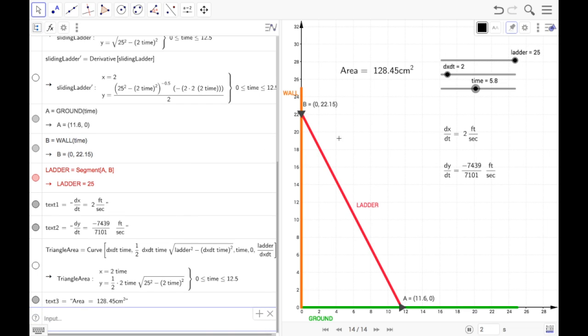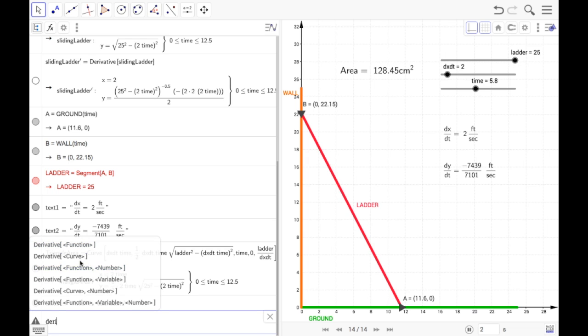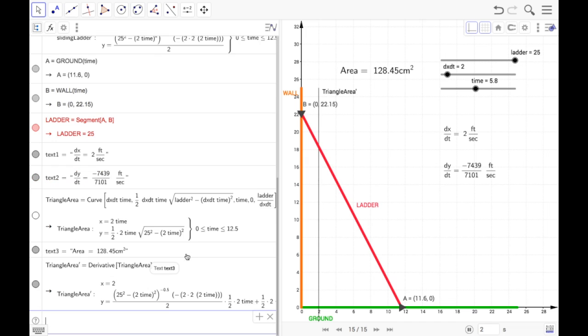The next thing I need to figure out is the rate at which this area is changing. Well, to do that, I just have to take the first derivative. With this tool, I just type in derivative. I want the derivative of a curve, and the name of that curve is triangle area. So we're going to find the derivative of this curve that we just created. And now we have the derivative for x and derivative for y.